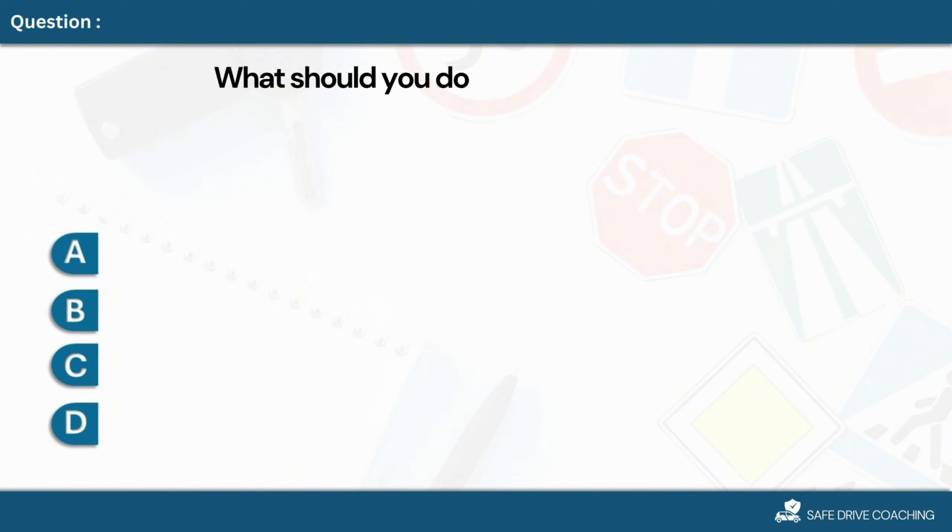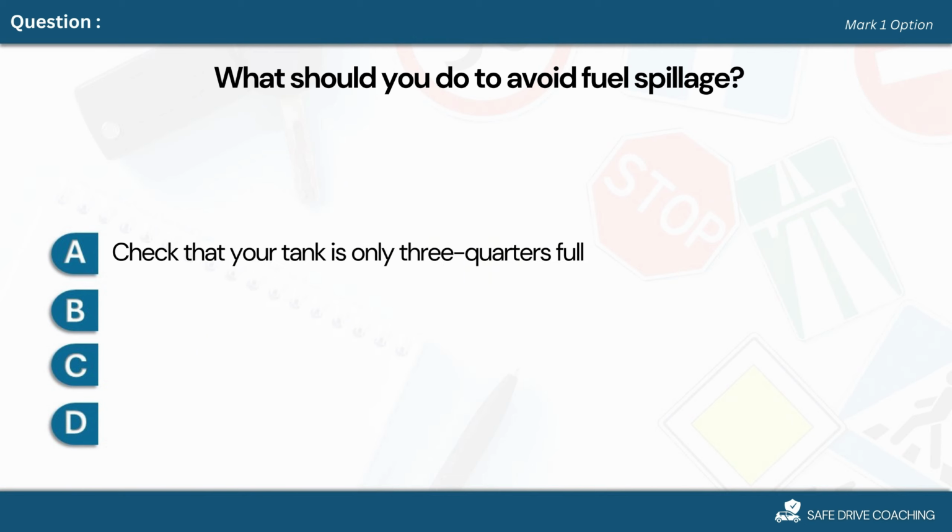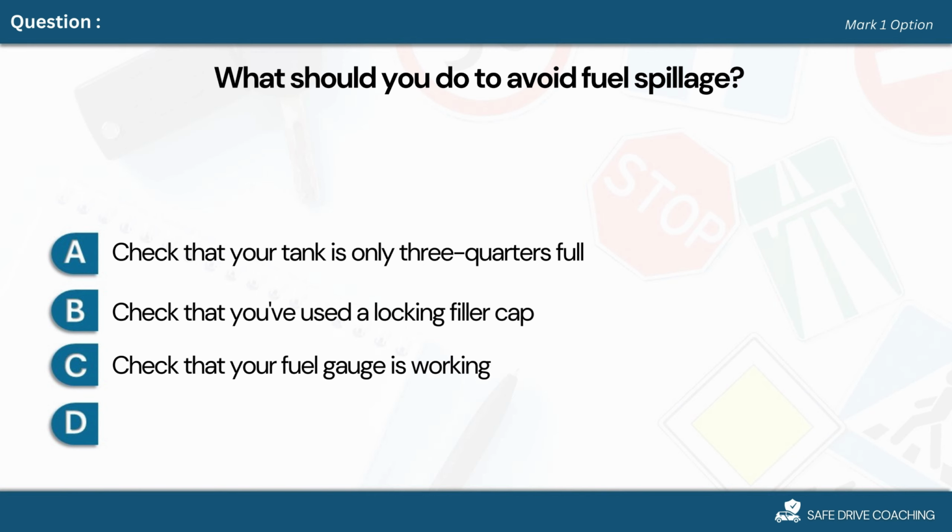What should you do to avoid fuel spillage? A. Check that your tank is only 3/4 full. B. Check that you've used a locking filler cap. C. Check that your fuel gauge is working. D. Check that your filler cap is securely fastened.